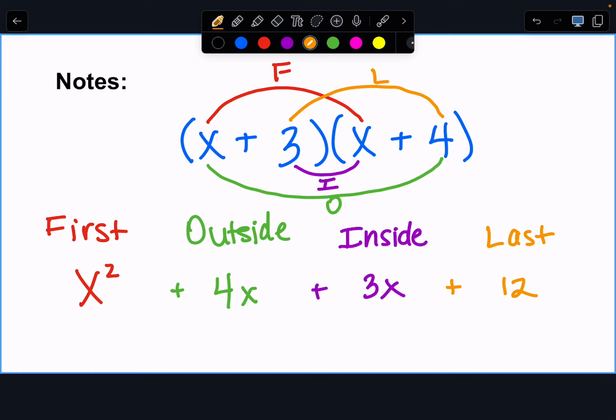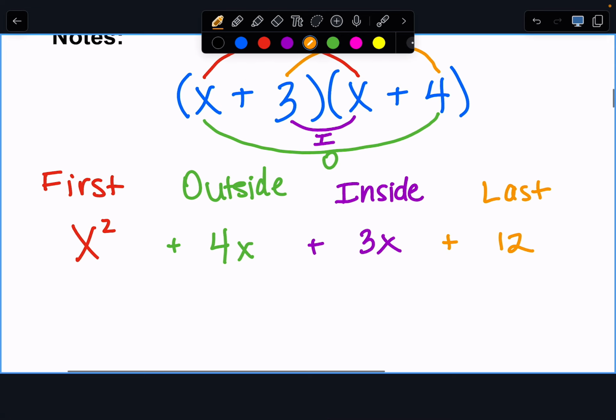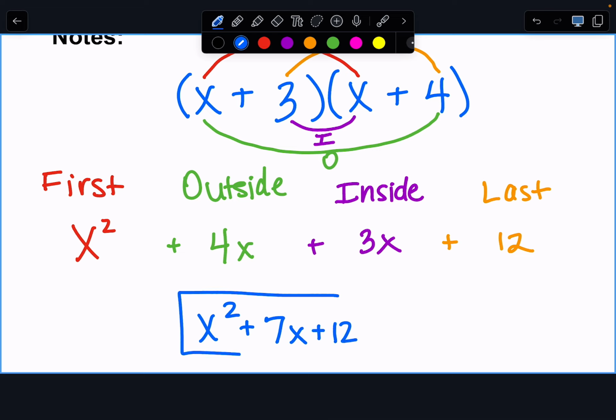Now, it is possible that you have some like terms to combine. Is that the case here? Yes. So we have X squared, we can combine our X's to be 7X, and then we have our plus 12. In the notes it says 1 times X equals X, so I'm guessing if it was just 1, then it would equal X. Okay, I get it.